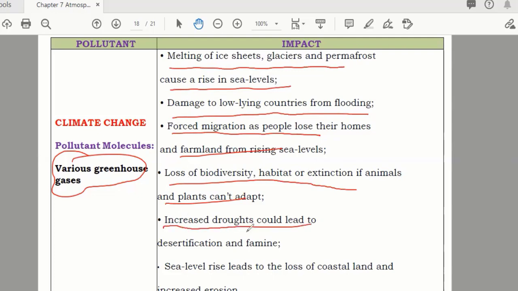Increased drought could lead to desertification and famine, meaning the species will die. Sea level rise leads to the loss of coastal land and increased erosion. So all these are the impacts of the atmospheric pollution.